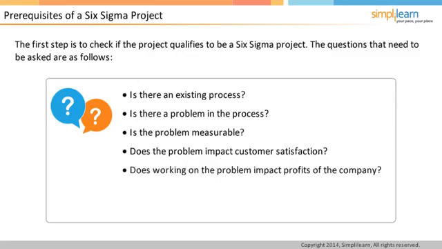Does working on the problem impact profits of the company? It is very essential to assess the impact of the project on the profits of the company. If the project affects the profits of the company adversely, then such a project is not feasible. Is the root cause of the problem unknown? If the root cause of the problem is visible, then a Six Sigma project is not required. Other problem-solving techniques can be used in this case.